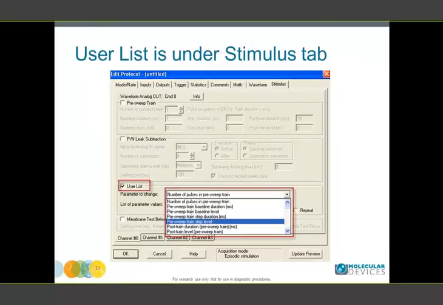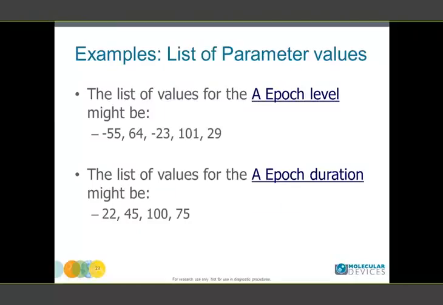Now, where can you find the user list? The user list is under the stimulus tab of the edit protocol. You can see here, check these boxes, and then you will see a list of parameters that you are able to change. Now, let me show you an example of how to change it. Basically, it's very easy. When you select the parameter to change, for example, the epoch level, you just type the number that you want to put there.